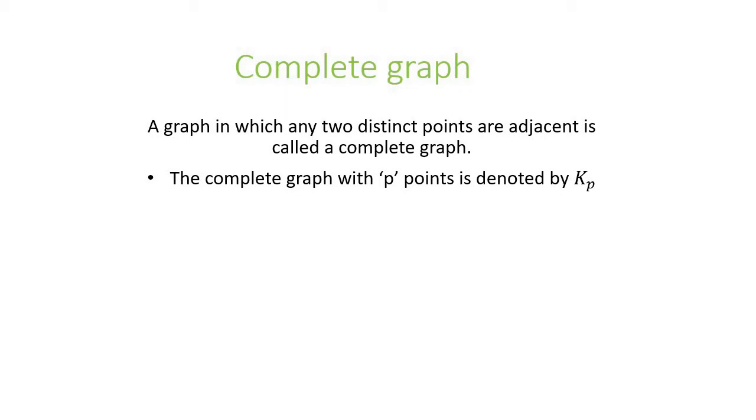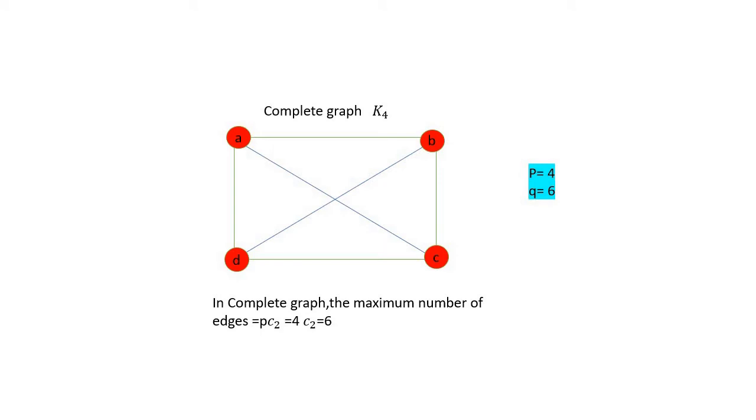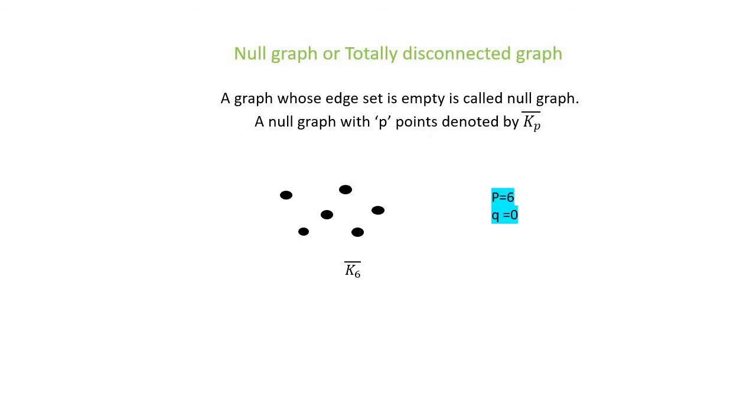In a graph, four vertices are given, that is A, B, C, D. Any two points are adjacent. For example, A and C are adjacent. Also, B and D are adjacent. Similarly, we take any two vertices and they must be adjacent. In a complete graph, the maximum number of edges is pC2, that is 4C2. So the answer is 6. In our graph, 6 lines are given.